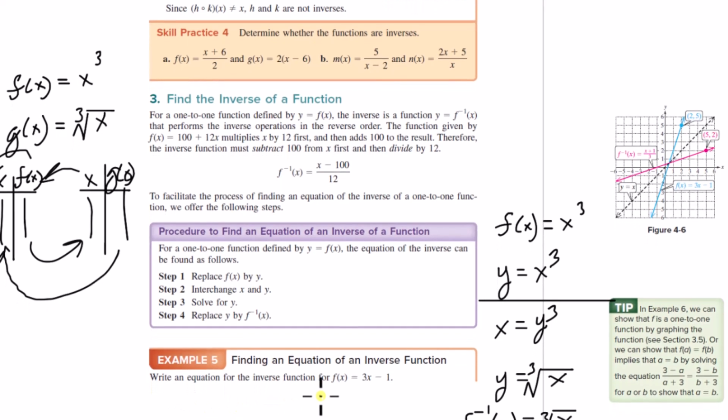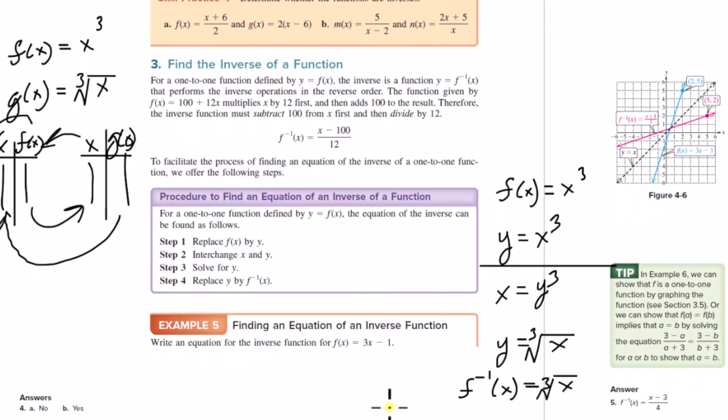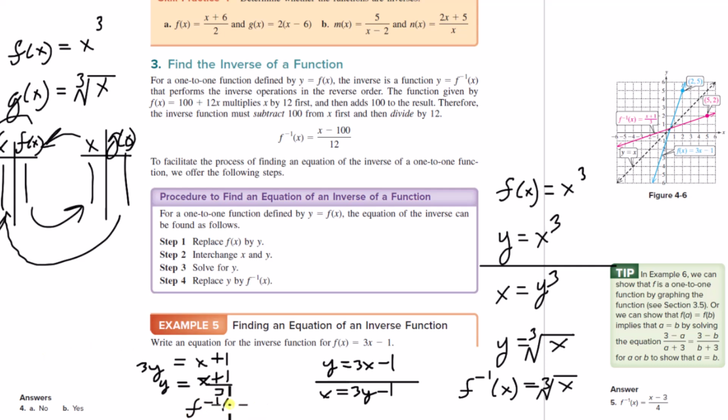So, okay, write an equation for the inverse function of f of x is equal to 3x minus 1. So, you say y is equal to 3x minus 1. Replace x and y. Now, solve for y. x plus 1. y is equal to x plus 1 over 3. Now just replace y with the inverse symbol. There you go. Okay.